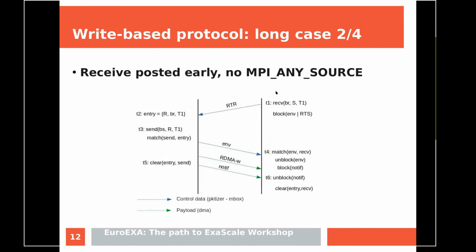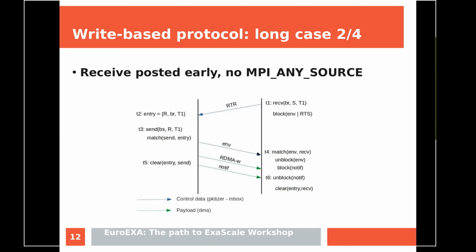Now, let's see the case where the receive is posted early. We do not have an MPI source, which is a source of complication. So at T1, we have the receive which is posted early, and the receiver posts the ready to receive to the sender. So it is receiver initiated, and then the receiver blocks until he receives either an envelope or a request to send. At T1, when the receiver posts the corresponding receive, he does not know from the buffer size whether it is going to fall into the eager or the long protocol. Recall that in the receive primitive, you declare buffer capacities. So that's why he blocks for either an envelope or a request to send. So the sender gets the ready to receive at T2, and then at T3, the corresponding send is posted. It is matched against the receive.